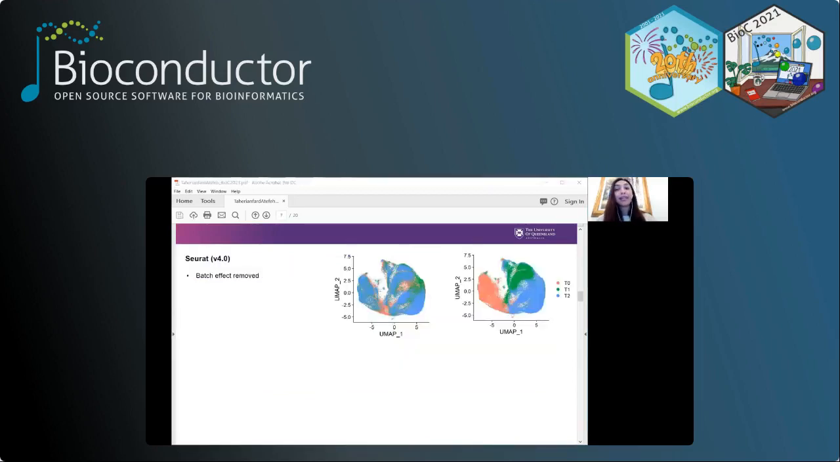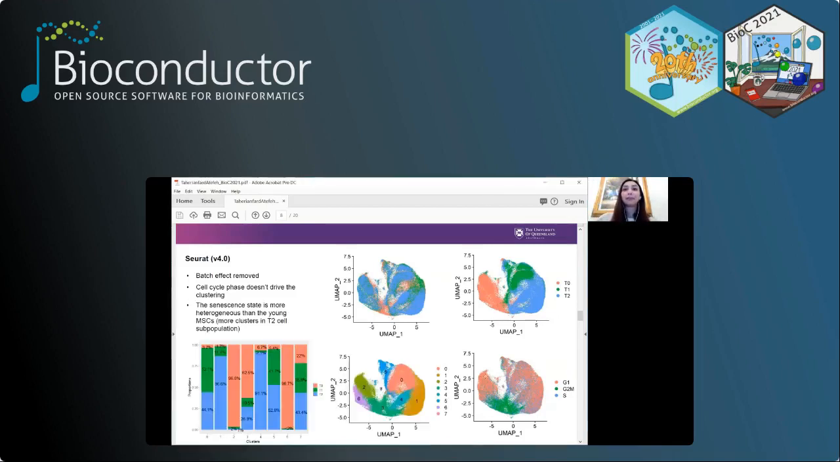So here is the UMAP of cells. And as you can see, there's no batch effect, and all the replicates are more or less equally distributed throughout the UMAP. We assigned a cell cycle phase to these cells to check whether cell cycle drives any of the clustering, and we see the majority of the cells are at G1 cell cycle phase. We ended up with 8 main clusters, and we observed that there are more clusters at the later time points, and that is the senescence state, which indicates that the heterogeneity in gene expression increases during senescence.